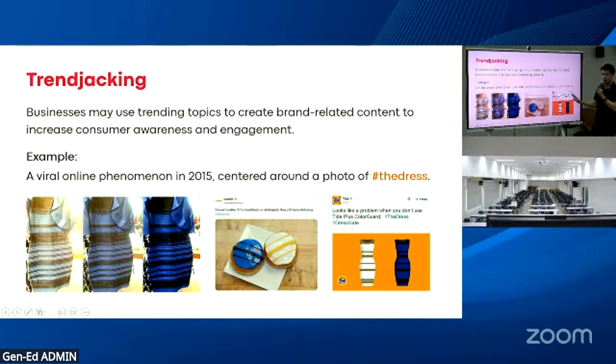Another business that caught the trend is Tide detergent, and it is very related to the dress. They said, looks like a problem when you don't use Tide plus Color Guard. No matter what color the dress is, use our product and the color will remain. That's a very good strategy, very related to the topic. So you see how you can use social media trends to boost awareness and your presence on social media. We call that trend tracking.